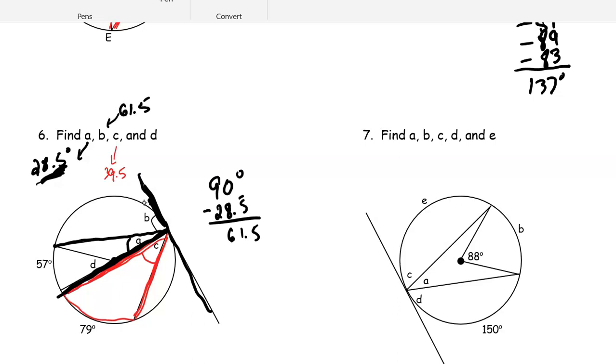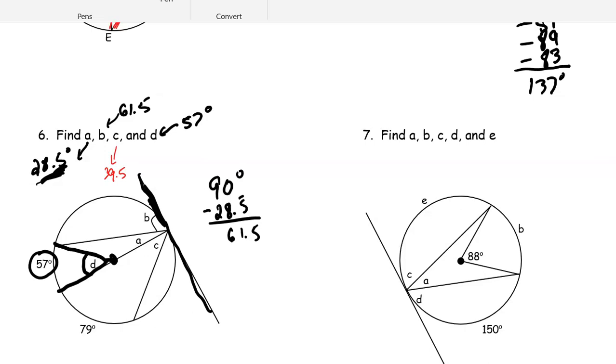And then what are we still missing? D. D should be a nice, short, sweet one. Let me erase some of this so we don't get too congested. This is a central angle drawn from here to here. This angle would have the exact same degree measure as the arc. So angle D is 57 degrees. So it's a short and sweet one.